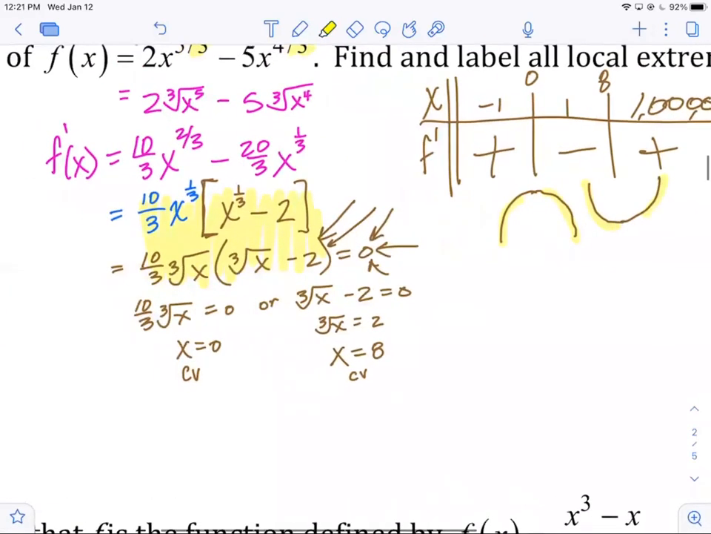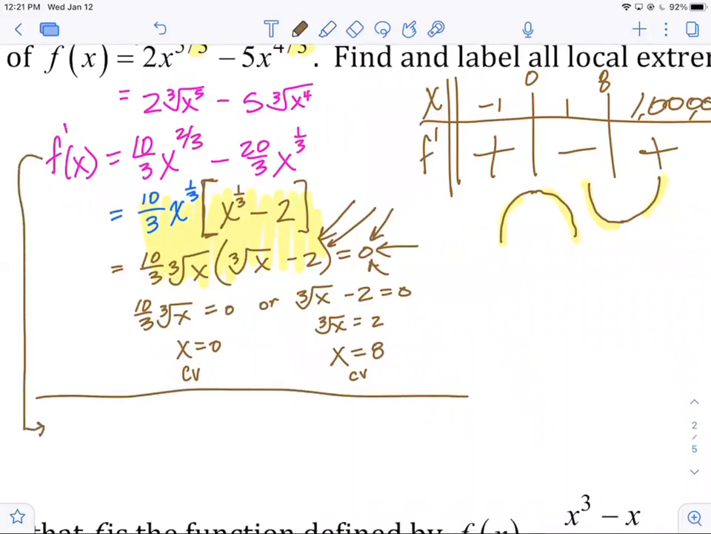Get the second derivative, all right? So now I'm done with this. I'm going to pick up with this version of the first derivative. Time to get some curvature information. F double prime. All right, multiply and subtract. So we get 20 ninths x to the -1/3. Oh, that's interesting. Minus 20 ninths x to the -2/3. There's the second derivative.